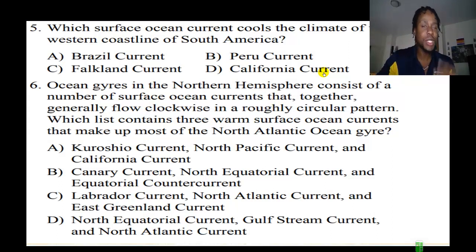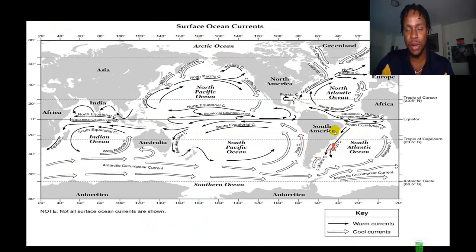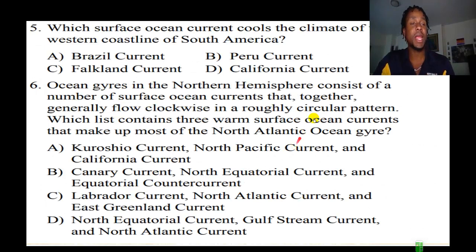Question number 5 says, which surface current cools the climate of the western coastline of South America? So we are looking for an ocean current that brings in cool temperature, because it says cools the climate. So we're looking for a cool temperature on the western coastline of South America. If you go back to that ESRT, we have South America here, and we are looking at the west of South America. We did this, and that looks like the Peru current. All right, cool. So our correct answer here definitely will be B.